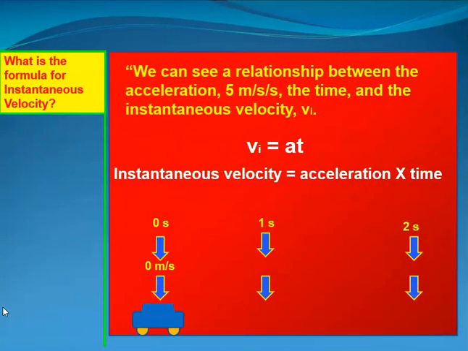We can see the relationship between acceleration, 5 meters per second squared, the time, and the instantaneous velocity, how fast it will be going at an exact moment in the future. So Vi equals a times t. The acceleration is 5 meters per second squared. So after 1 second, it's going to be going 5 times 1, or 5 meters per second. After 2 seconds, it's going to be going 5 times 2, or 10 meters per second. That would be the instantaneous velocity at each of those times.